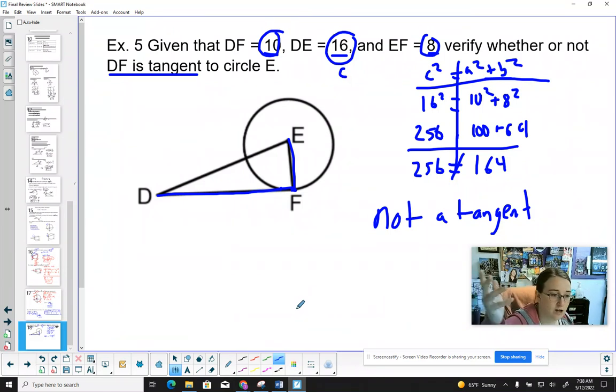Go ahead and try it on Canvas. And again, at any point, if you were confused through all this, just raise your hand. I'll come over and help.